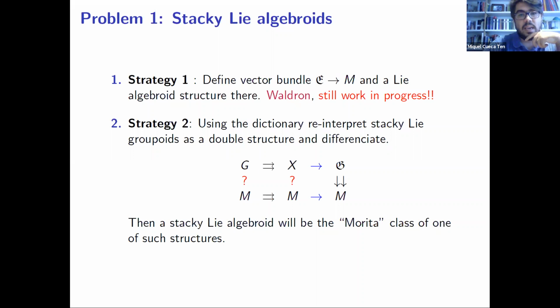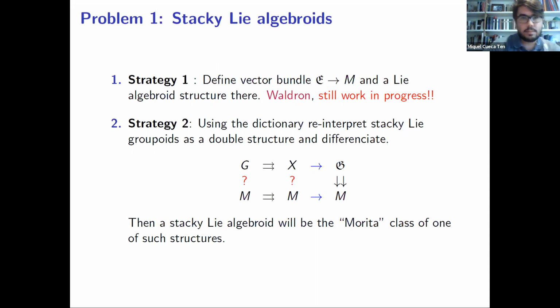So what we follow is the second strategy, and the second strategy consists in using the dictionary. I pick my Stacky Lie groupoid, and then I unfold this stack over here and pick it as a representative, so any Lie groupoid, and then M is identified by this identity groupoid. And then I want to know which structure this kind of square inherits naturally. And then a Stacky Lie algebroid will be some kind of Morita class of one of such structures, whatever it is. And this is the strategy that we will follow.